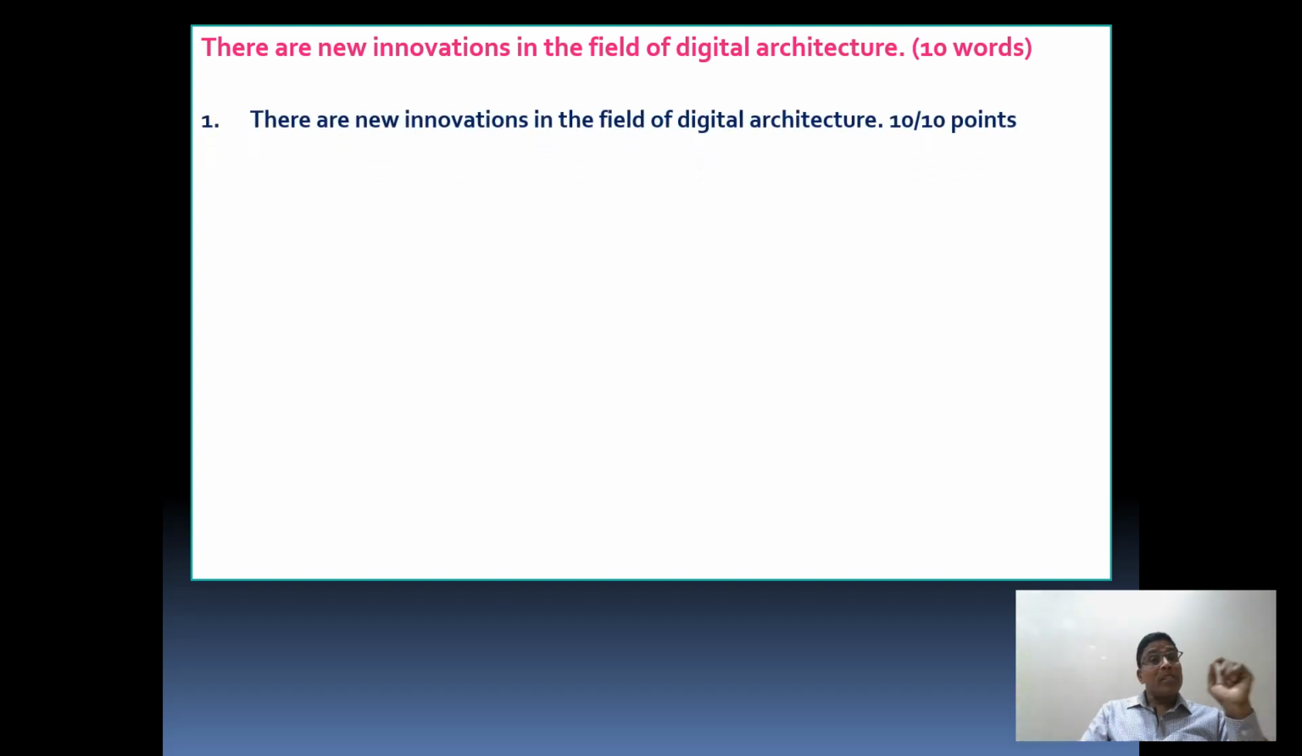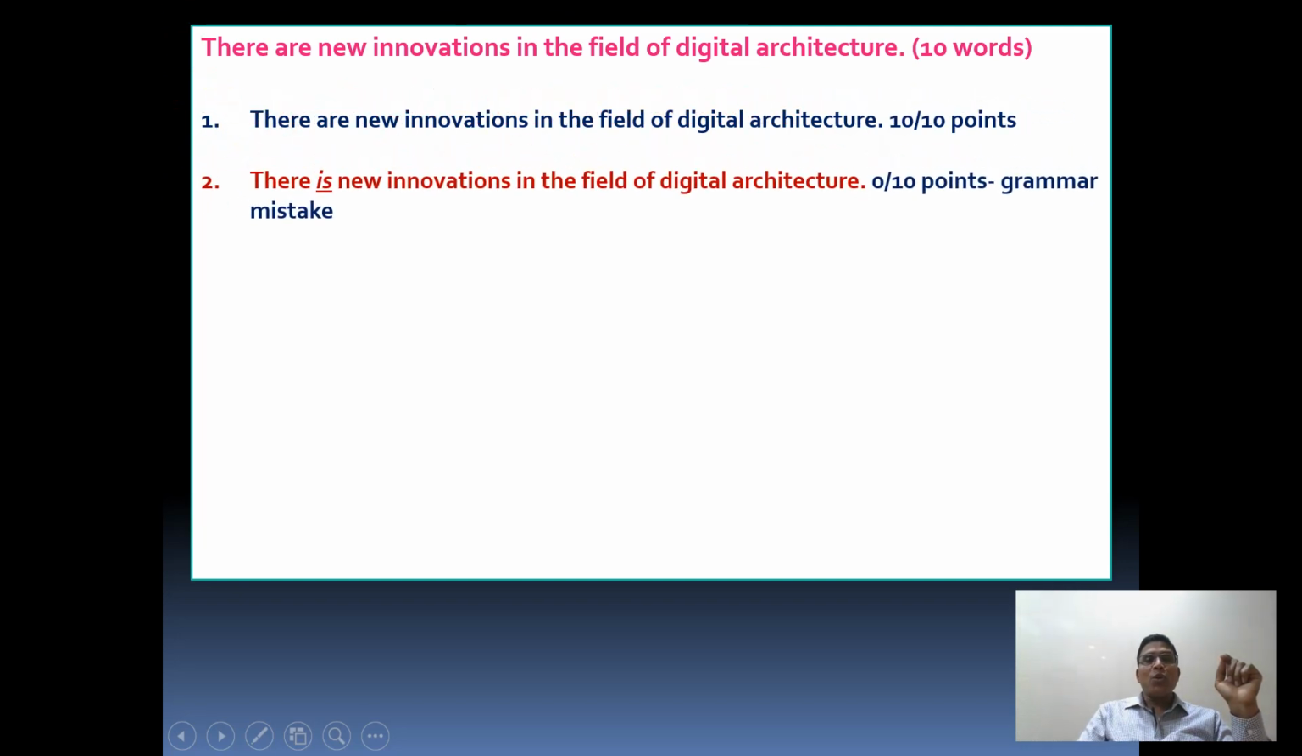So first sentence, first scenario, how do we get points? Partially, fully, and zero sometimes. There are new innovations in the field of digital architecture. So first scenario, all words of your response match with the Pearson sentence. So we'll get 10 points.